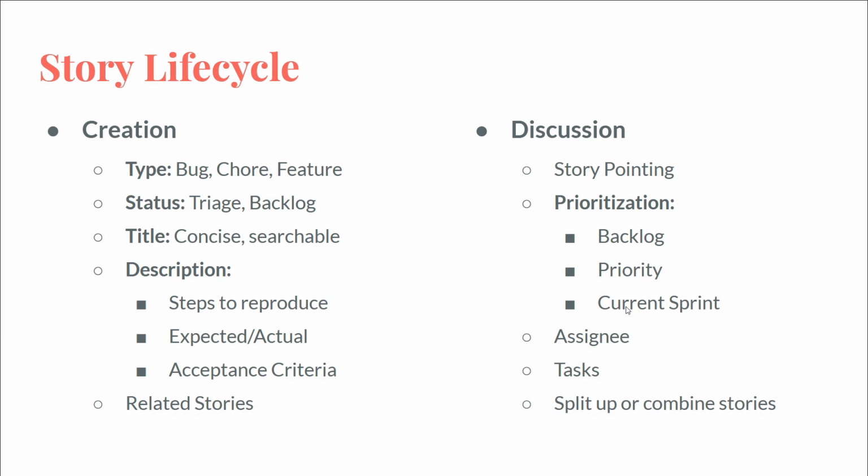A title: you need to give your ticket a title of some kind, and this should be direct, concise, and easily searchable. It should be nice and short and should convey quickly what this ticket is about. Then you'd have a description. If this is a bug, then you would have steps to reproduce, with your expected outcome if you do those steps, and then the actual outcome of the bug.